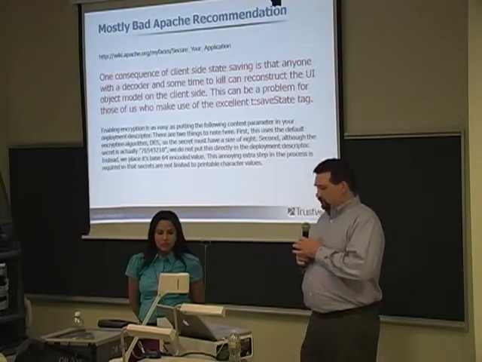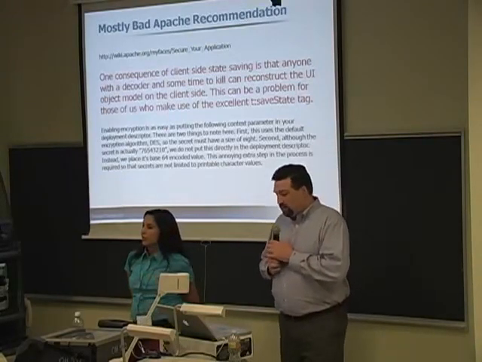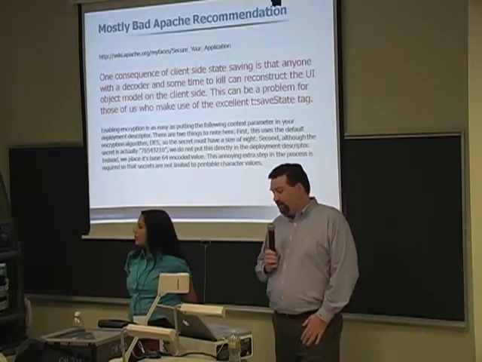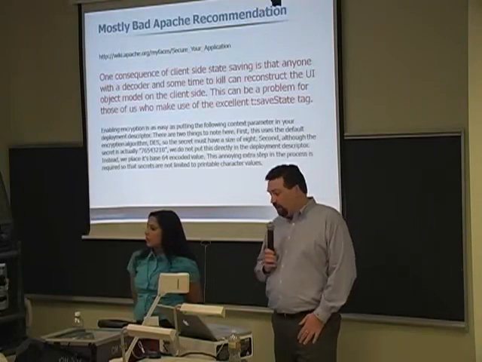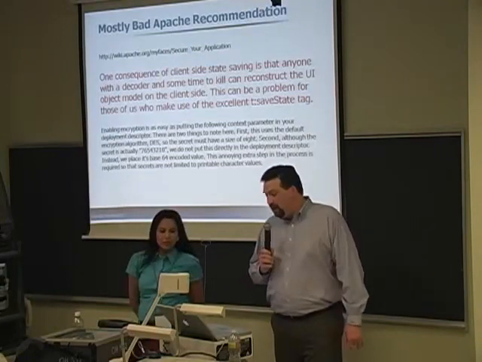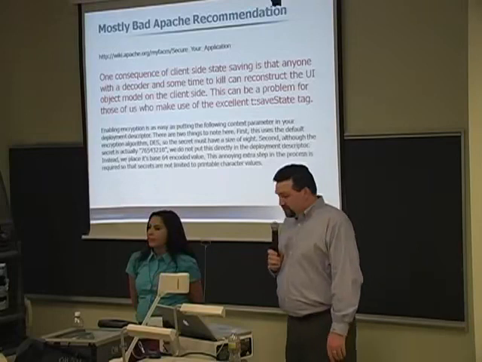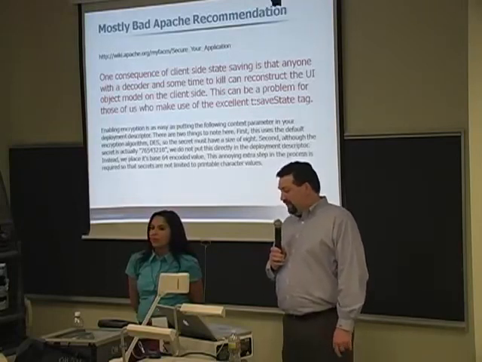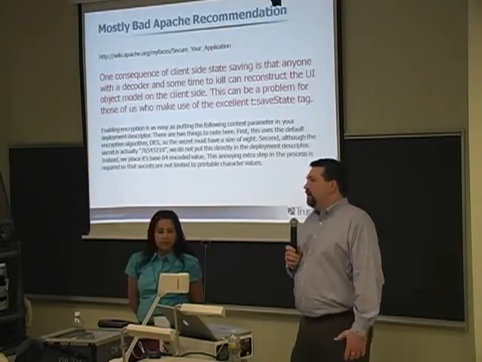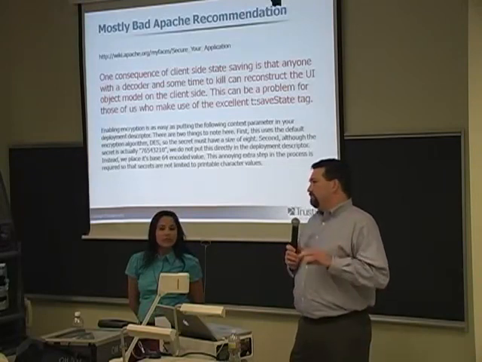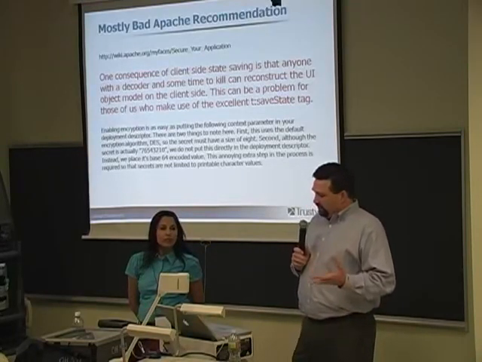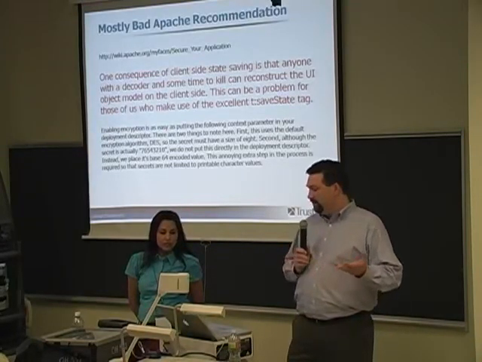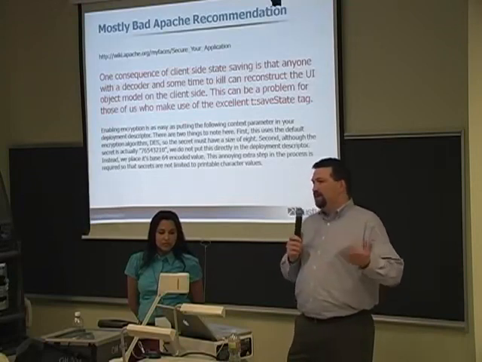Apache gives a fairly poor recommendation, or at least used to. They said one consequence of client-side state saving is that anyone with a decoder and some time to kill can reconstruct the UI object model on the client side. This can be a problem for those of us who make use of the excellent t:saveState tag. Now, I found this marginally offensive because it kind of implied that anyone with a decoder and some time to kill maybe didn't have better things to do.